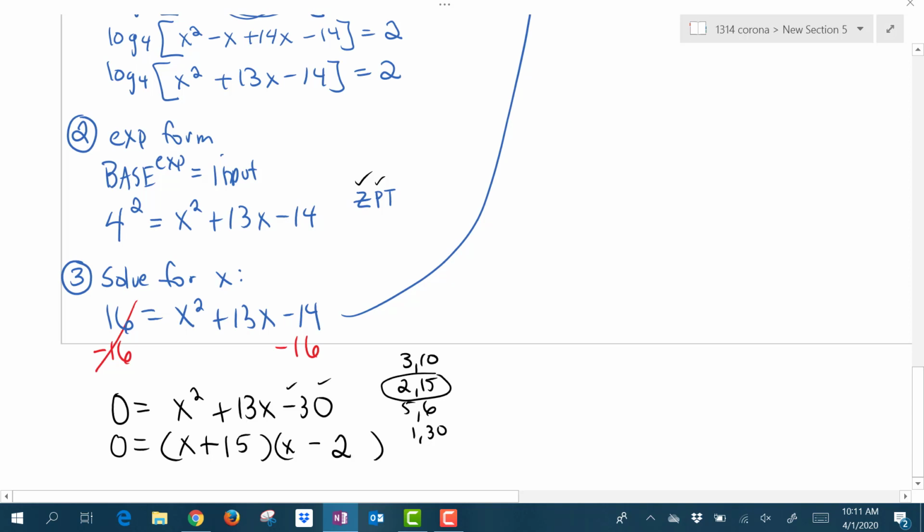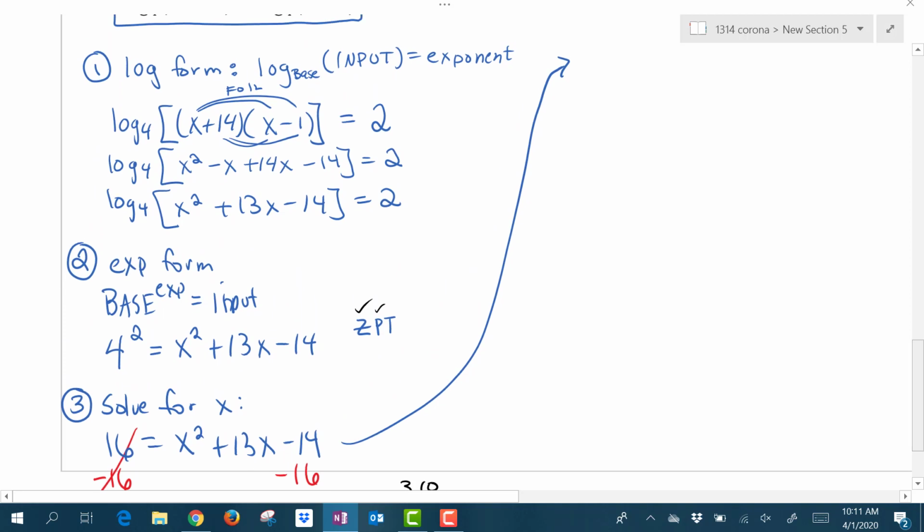So make sure you can FOIL that out and check it to make sure that it gives you exactly positive 13x and a negative 30. Okay, I'll leave the checking to you. Alright, so I'm just going to write this up here. We ended up with 0 equals x plus 15 and then x minus 2.